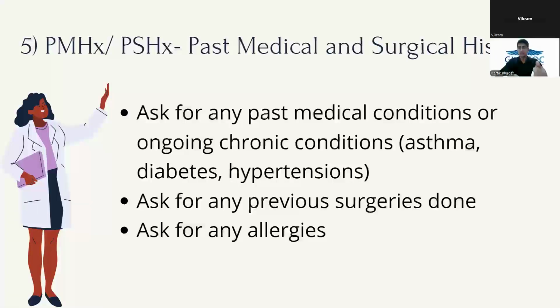The reason this is important is because let's say the patient has asthma and you have given them a beta blocker for their cardiac issues. A beta blocker is contraindicated in asthma, or at least some beta blockers are. So your therapy has to change with respect to the patient's current physiology. And that's why it's important to know the past medical and surgical history. Ask for any previous surgeries done. And yes, this includes C-sections for women. It's important to document this as well.